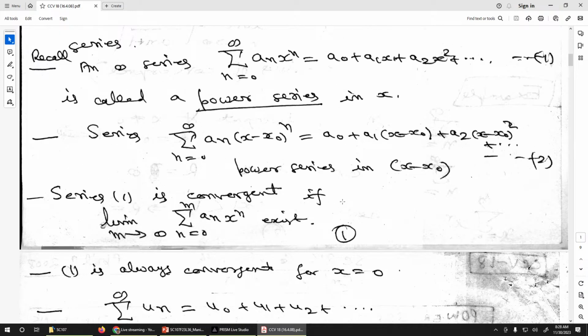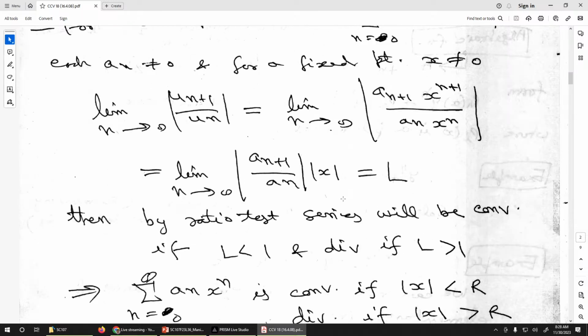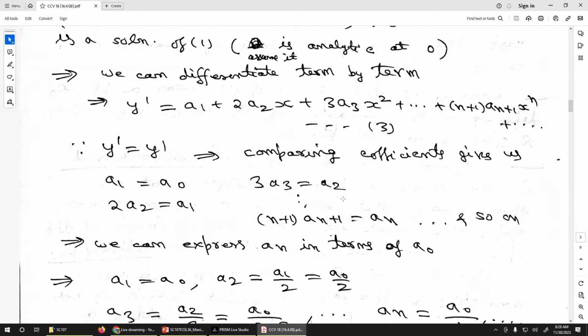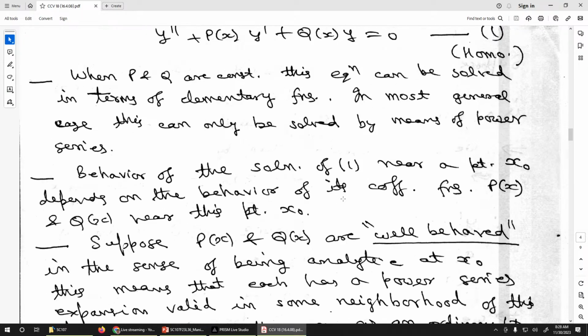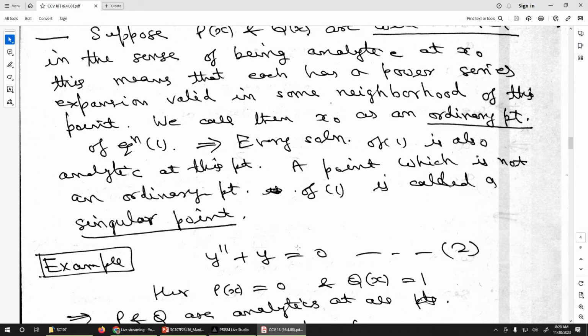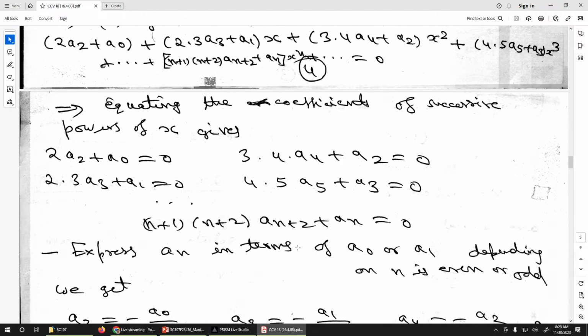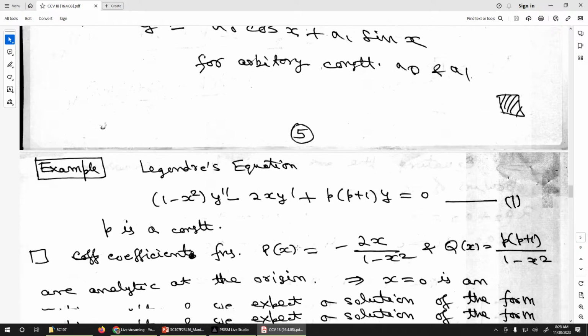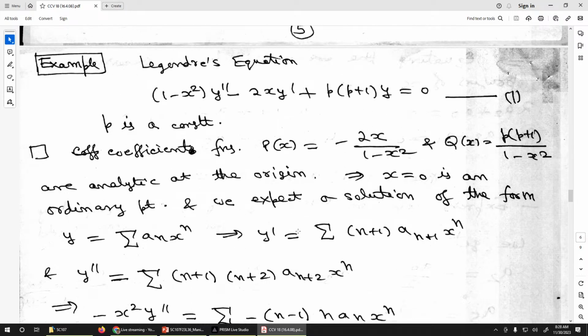So you see, I told you about these solutions. Now you look at some of the series solutions. There are some conditions when these coefficient functions are well behaved, and only then can we look for these. If there is a singular point, one has to change the approach. See, for example, this equation: 1 minus x squared times y double prime minus 2xy prime plus p times p plus 1 times y is equal to 0. This is known as the Legendre equation.